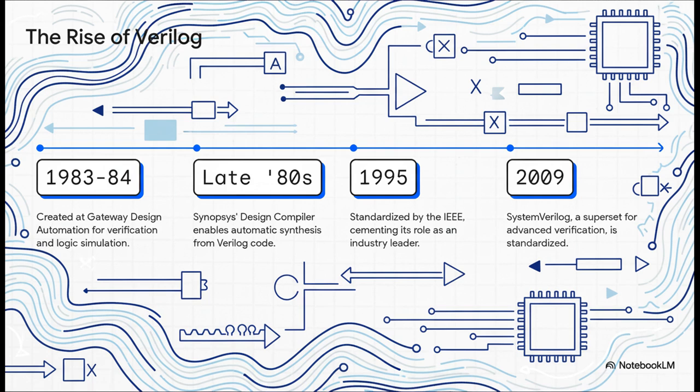But the real game changer came later, when tools were invented that could automatically translate Verilog code into what's called a netlist, which is basically a super detailed map of simple logic gates. All of a sudden, you could design with it. And once it was standardized in 1995, its dominance was pretty much a done deal.